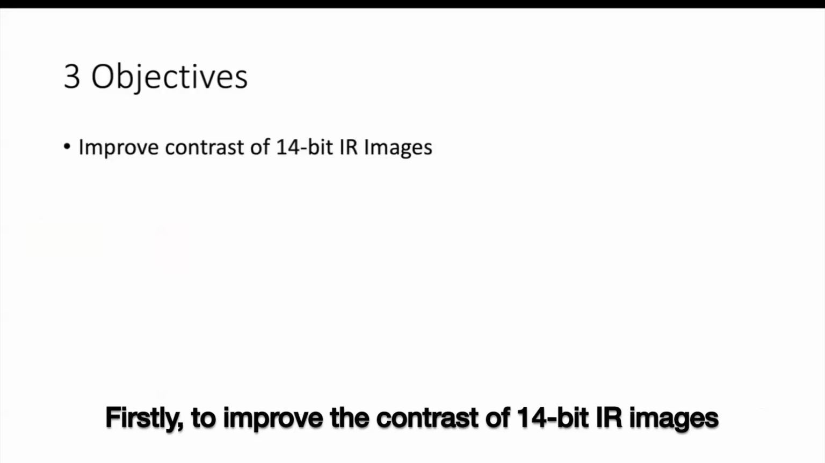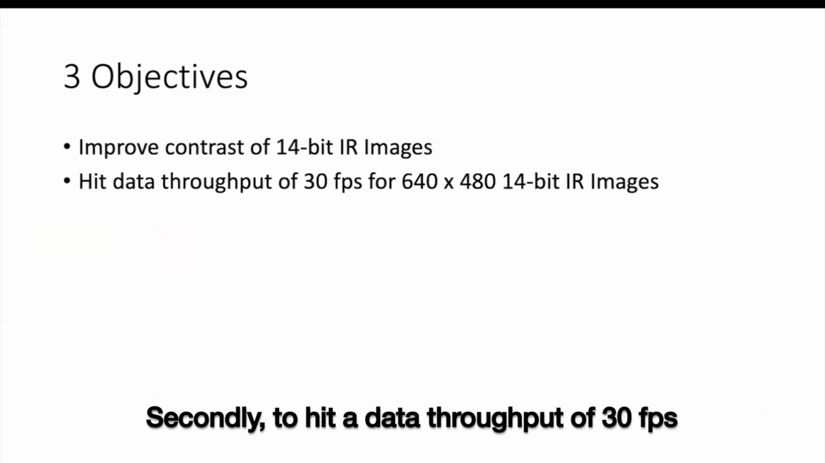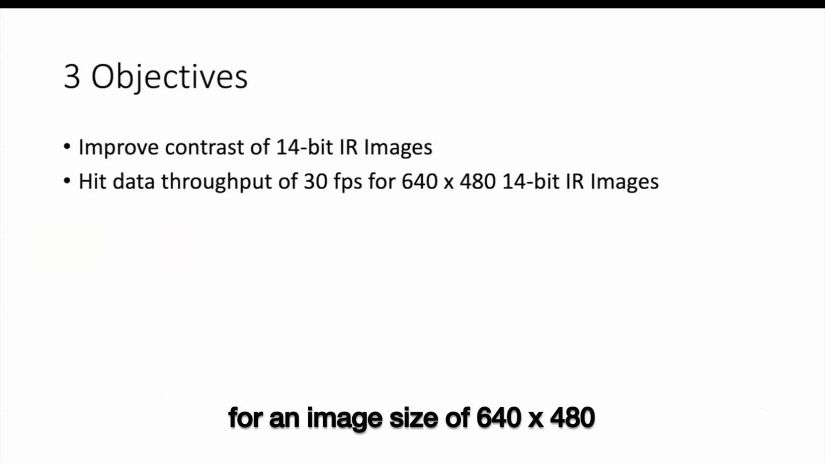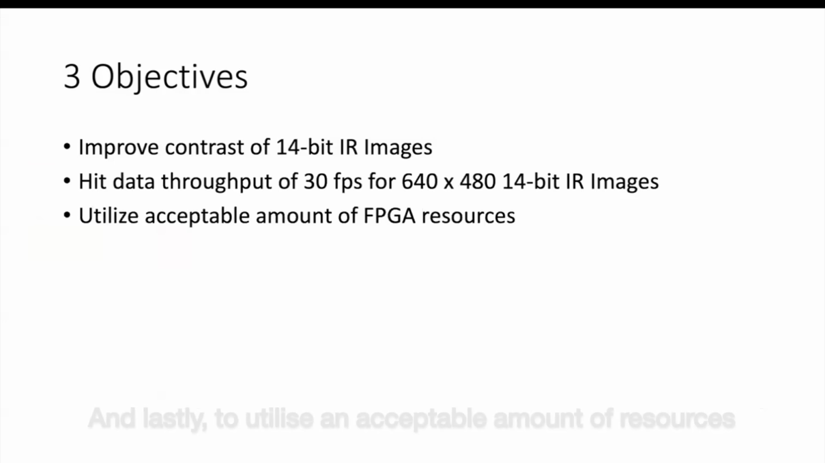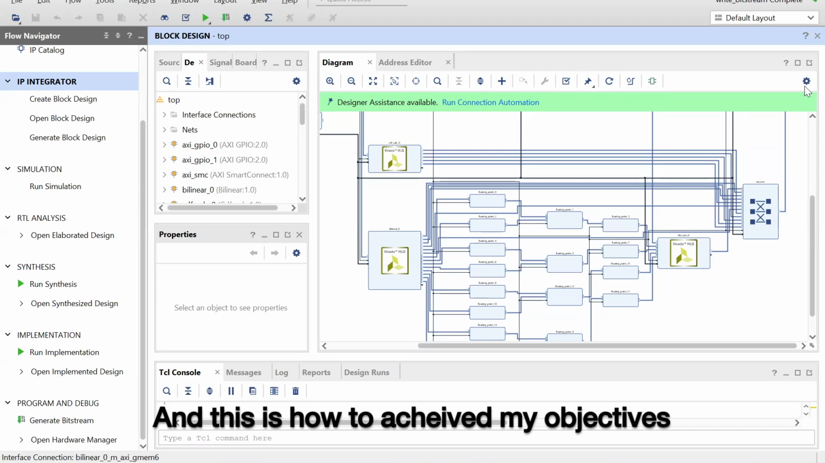Firstly, to improve the contrast of 14-bit IR images. Secondly, to hit a data throughput of 30 frames per second for an image size of 640 by 480. And lastly, to utilize an acceptable amount of resources in the FPGA to run the algorithm. And this is how I achieve my objectives.